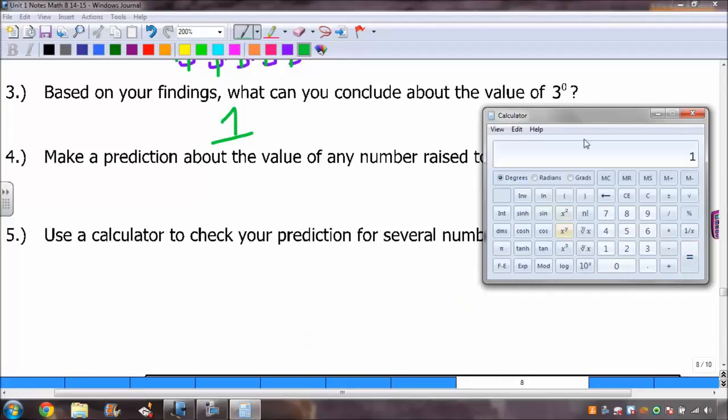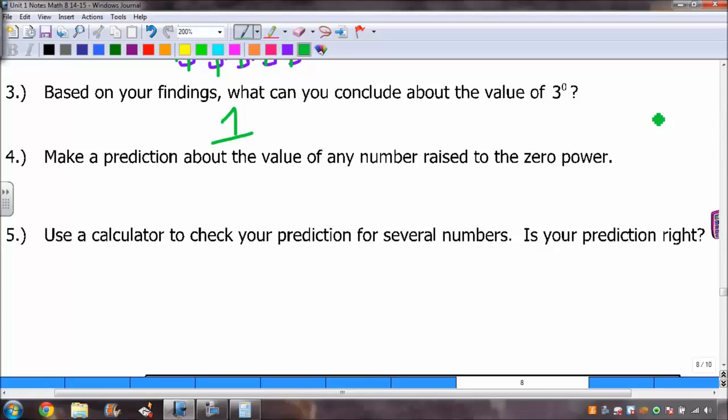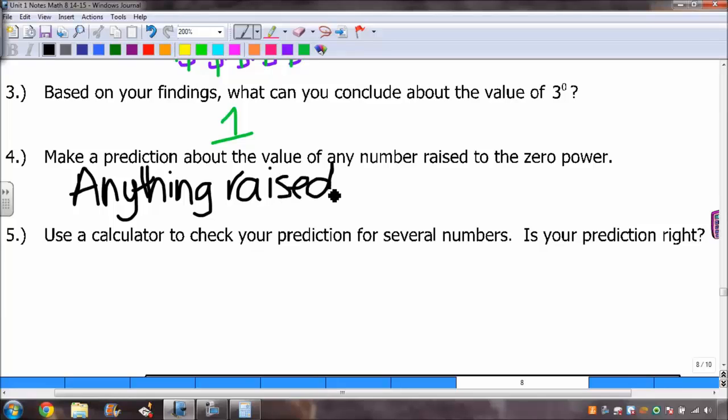Interesting. Okay, let's try another example. Let's try 9.2176 all raised to the 0th power. You end up getting 1. Okay, so now let's try pi. Let's see what happens if you take pi and you raise it to the 0th power. Pi raised to the 0th power equals 1. Awesome. So hopefully your prediction is that anything raised to the 0th power will always equal 1. A lot of people will think that anything raised to the 0th power will equal 0, but that's incorrect.